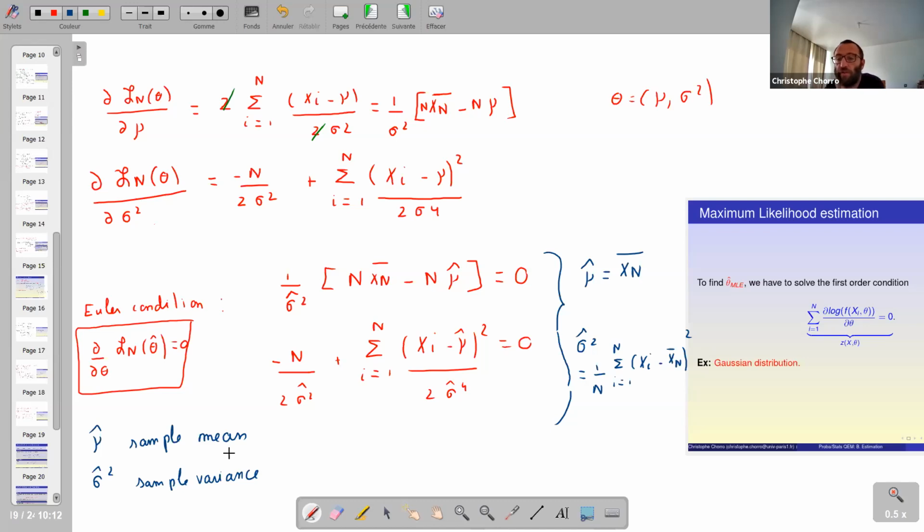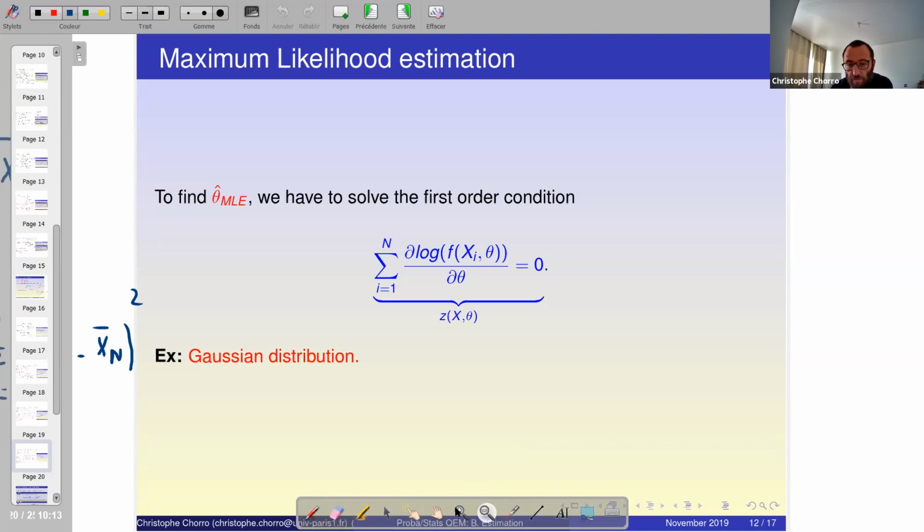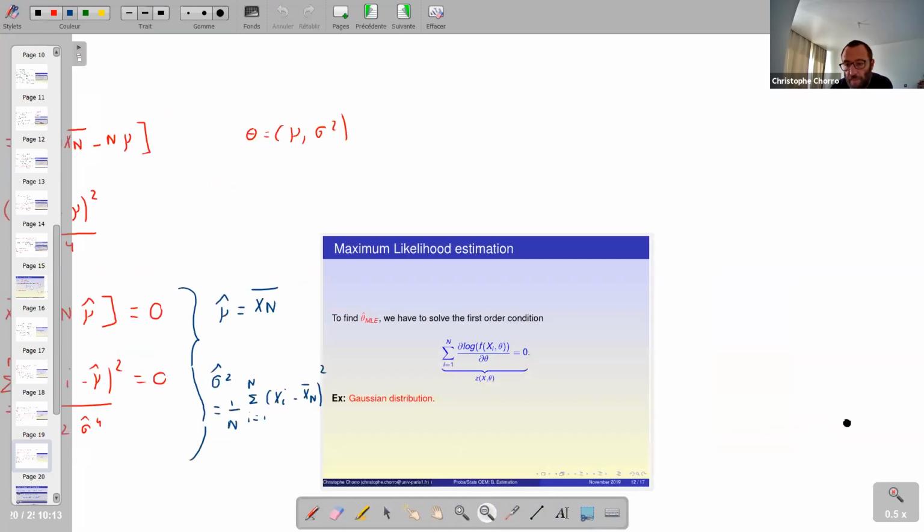So in the case of a Gaussian distribution, in order to approximate mu and sigma square using the methodology we have seen now, that is computing maximum likelihood estimators, we obtain simply for the pair mu, sigma square, the sample mean and the sample variance. Okay, so in order just to finish, let's keep in mind what we have done concerning the sample mean and the sample variance.